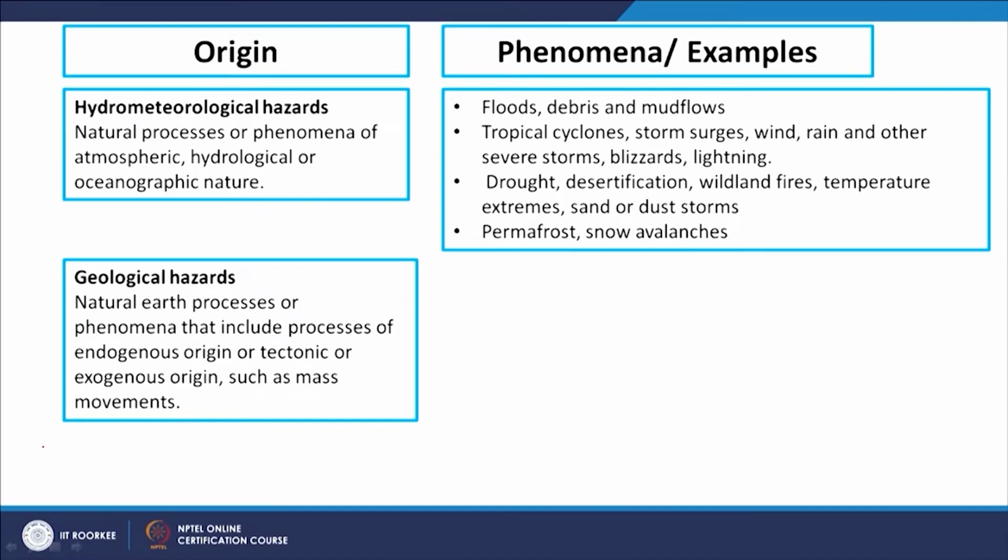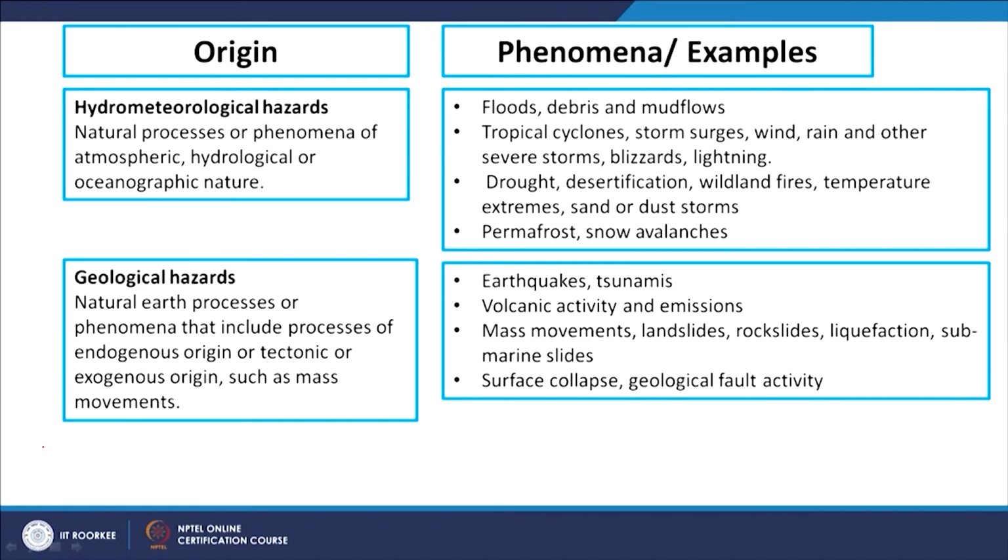These are considered to be natural earth processes or phenomena that include processes of endogenous origin, or tectonic, or exogenous origin, such as mass movement. Let us look at the phenomena of geological hazards. They are earthquake, tsunami, volcanic activity, emissions, surface collapse, geological fault activity, mass movement, landslide, rock slides, liquefaction. All are considered to be geological hazards.